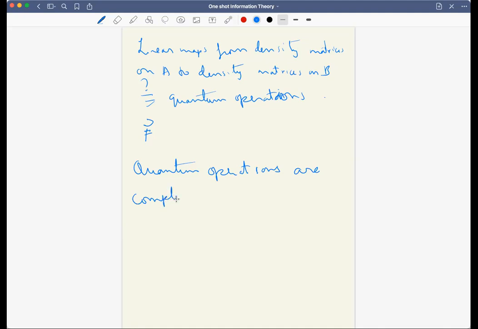So completely positive trace preserving maps. This is also called CPTP, completely positive trace preserving. So what does this mean? Of course, they're linear in the space of density matrices. Then they have to be trace preserving. It means that if I feed in a density matrix, which has trace 1 at the input, at the output also I should get a density matrix, which has trace 1. So all this is nothing unexpected.